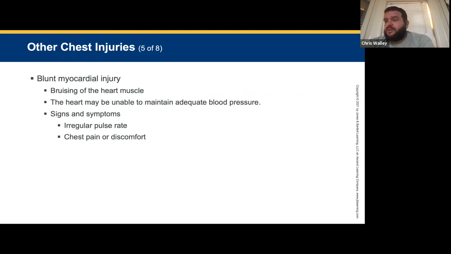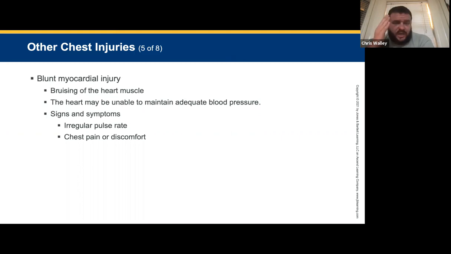Blunt myocardial injuries. Blunt trauma may injure the heart itself, making it unable to maintain adequate blood pressures. You'll get one of those off-the-wall blood pressures once. The next time it'll be normal. The next time it's just crazy numbers. They're never within a box of each other. They're going to be high, low, all over the place. Often the pulse is going to be irregular at this point. It can be a dangerous rhythm, such as ventricular tachycardia, V-fib will happen.